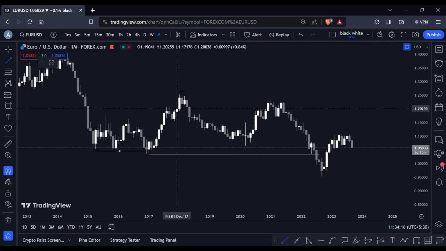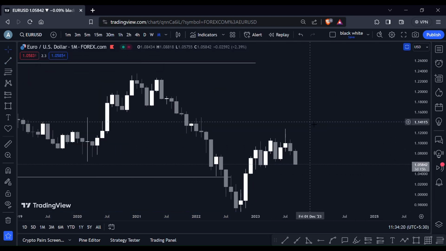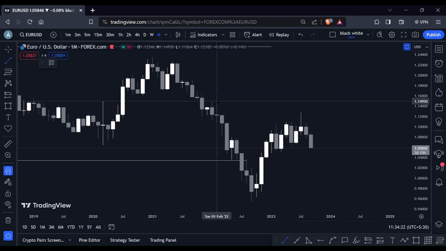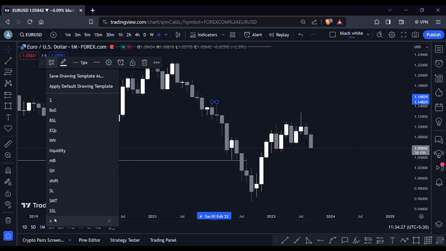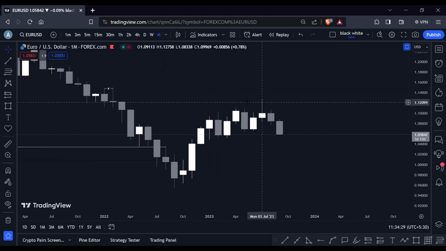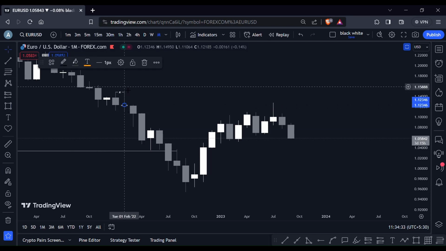So now let's check where we reacted from. We actually reacted from this zone, that is the liquidity taken leg. The liquidity taken candle, and this was the zone from where we reacted towards the downtrend.